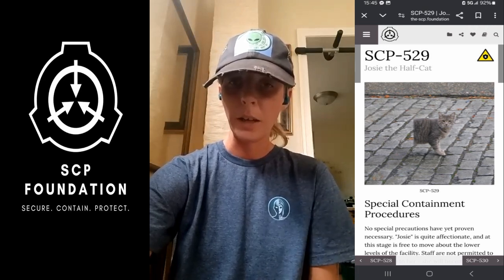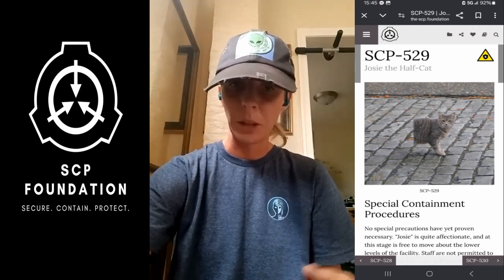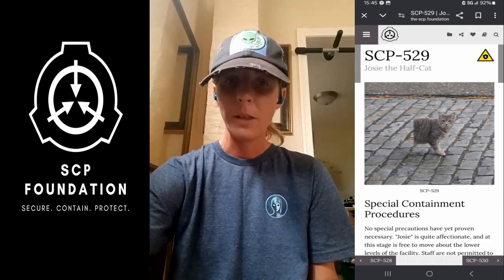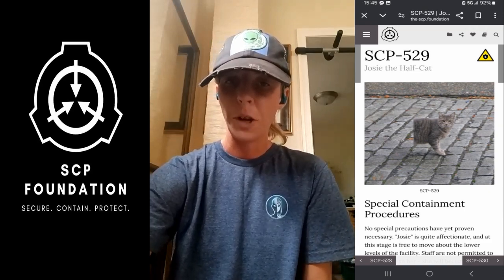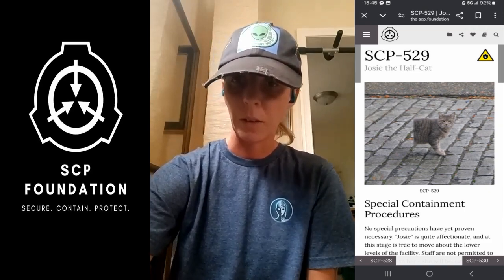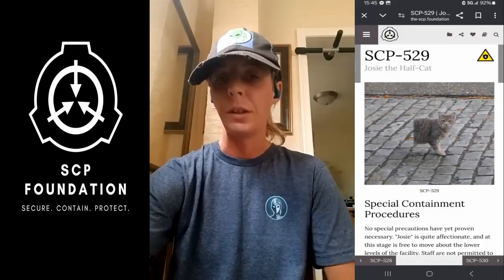So just like the canine, they may have been similar to each other. They may have been cousins. They may have been manufactured by the same type of scientists. But they get along with each other, and they're both held in the facility itself.